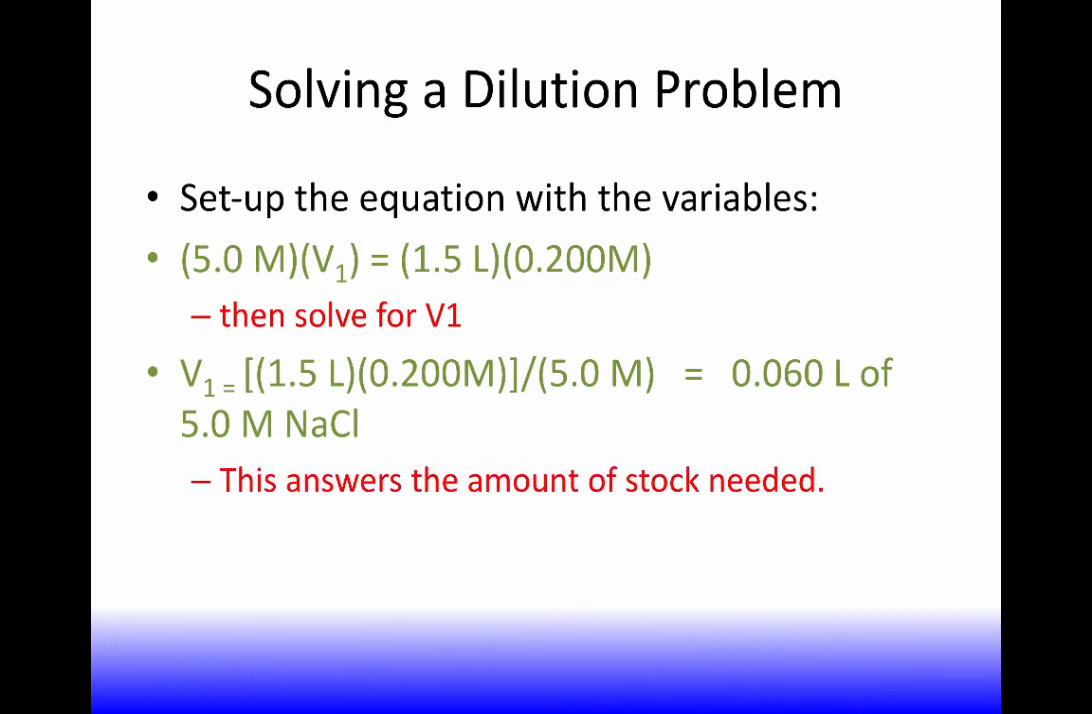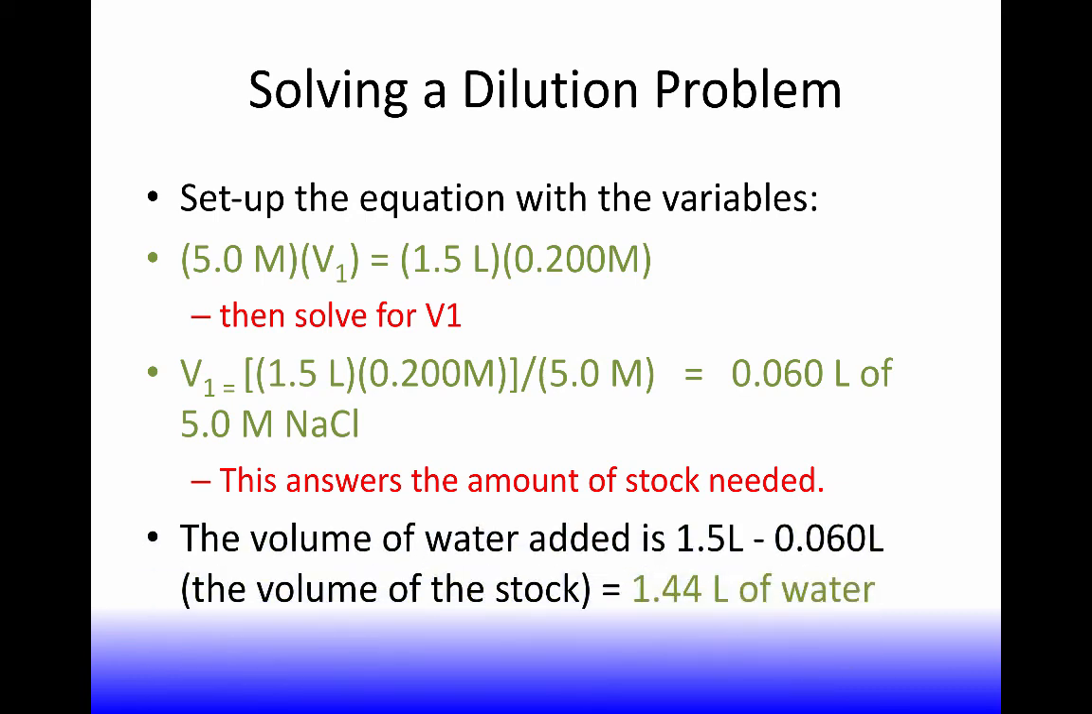All right, that tells us how much of the stock we need. It doesn't tell us the answer to the other question, which is how much water do we add? Well, what we usually do is we assume the volumes are additive. So think about it. If we need 1.5 liters final volume, and we already have 0.06 liters, all we have to do is subtract the amount of stock that we're adding from the final volume, and we'll come up with the volume of the water that we have to add to the 60 milliliters, the 0.06 liters, in order to make our final volume of 1.5 liters.